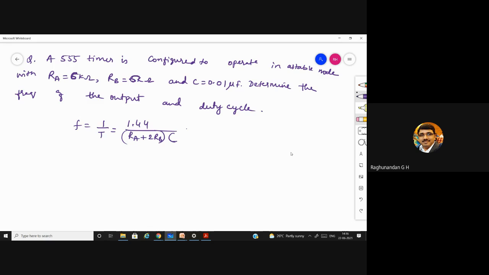Now substitute the values. RA, RB and C values are given. Substitute the values and let me know the frequency value. Yes, Nivedita, tell me the answer. Sir, I got 8. 8 what? 8 ohm? Frequency. 8 hertz? Kilohertz, sir. Okay, exactly 8 kilohertz. What about others? 8 kilohertz, sir. Okay.